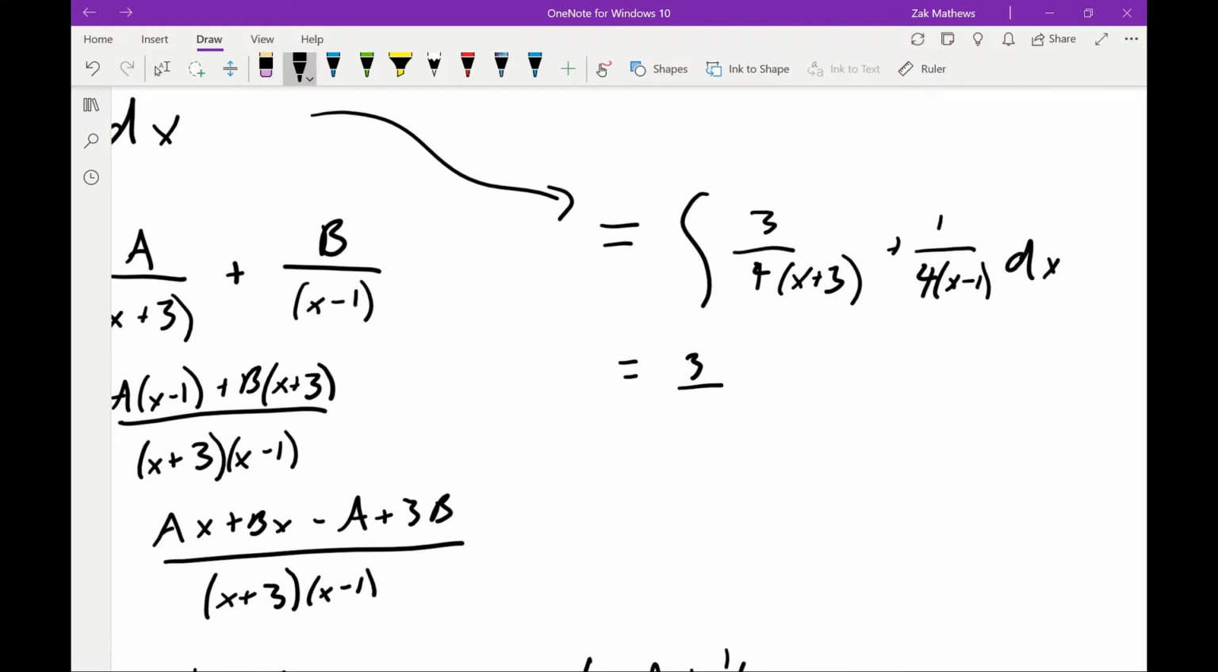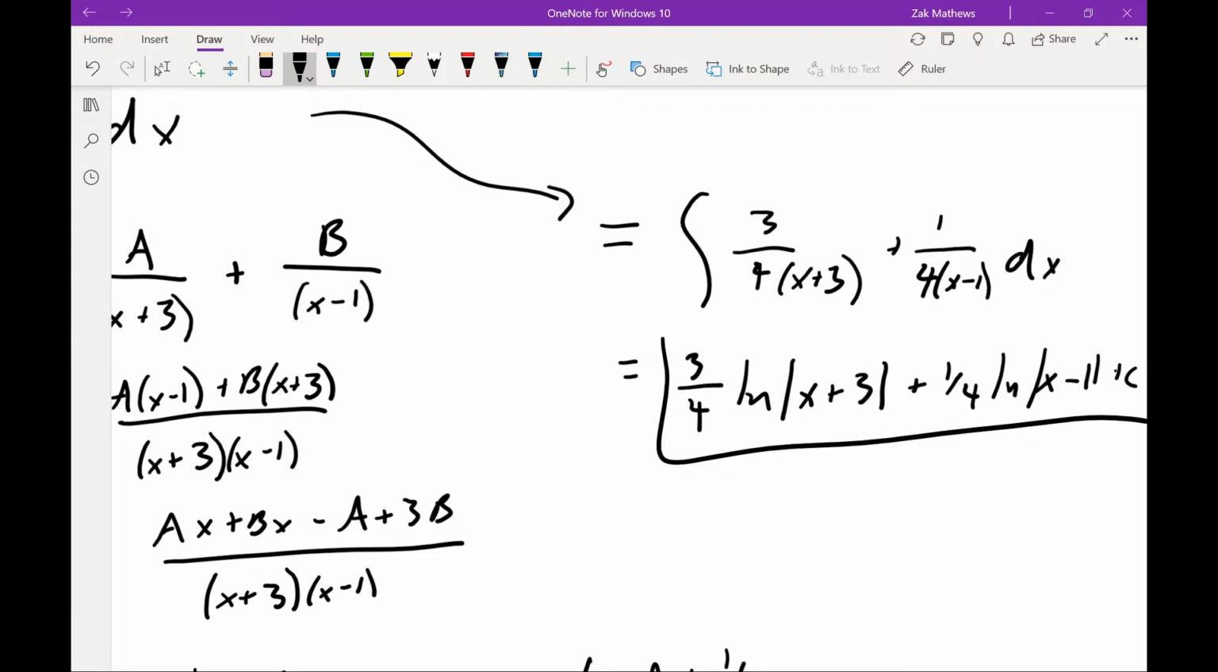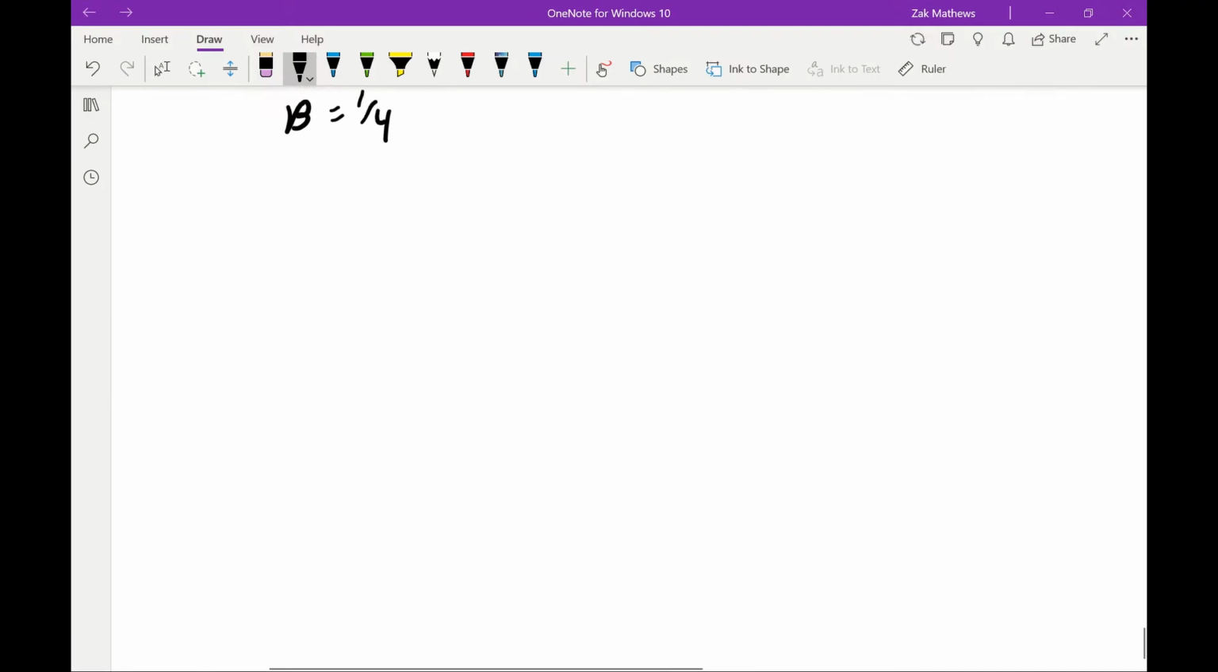And we find our antiderivative: 3/4 natural log of the absolute value of x plus 3, plus 1/4 natural log of the absolute value of x minus 1. Of course, we need a plus c because this is an indefinite integral. If it was a definite integral, we would just plug in at this point, but there is our answer. Let's take a look at another one.